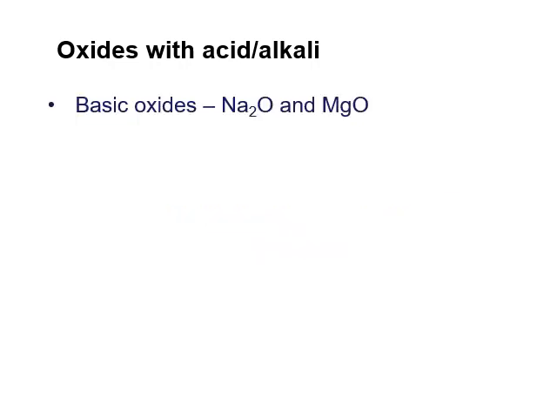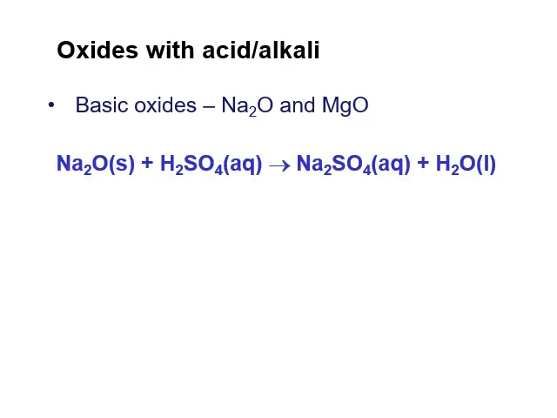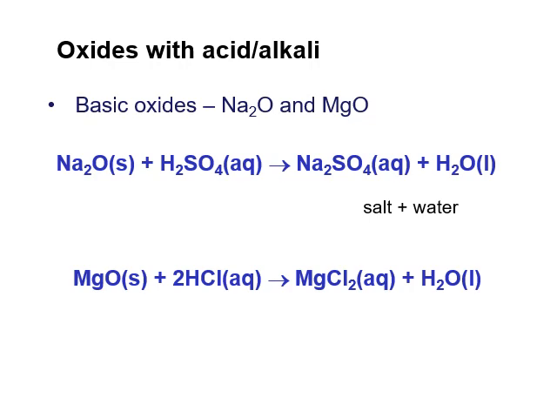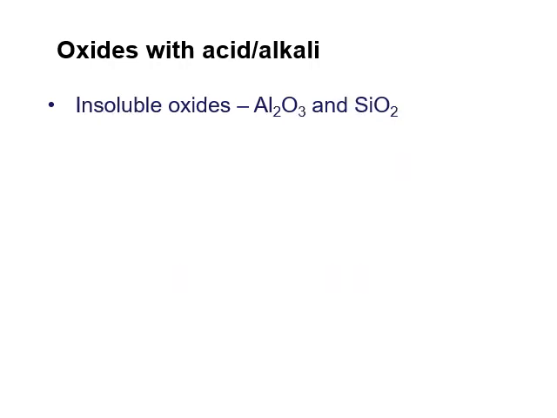Let's start with our basic oxides then, our metal oxides, the sodium oxide and the magnesium oxide. So the sorts of reactions that they're going to undergo. So this is sodium oxide reacting with sulfuric acid to make sodium sulfate and water. So that is acid plus base giving salt and water. Same for magnesium oxide, but I've just used a different acid. So because I've used hydrochloric acid, the salt I will get is magnesium chloride. Again, that is just acid plus base giving salt and water.